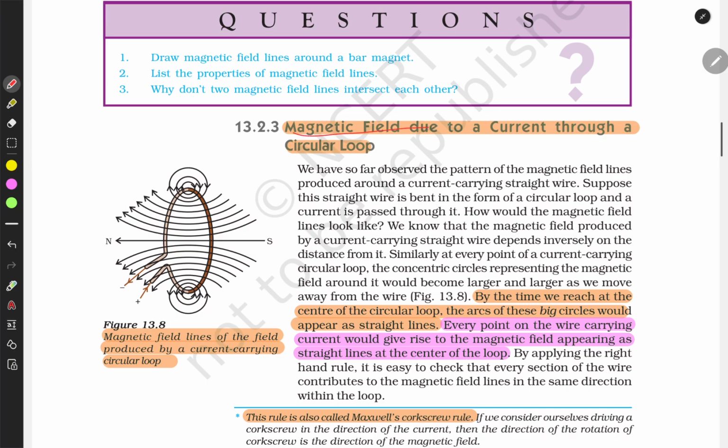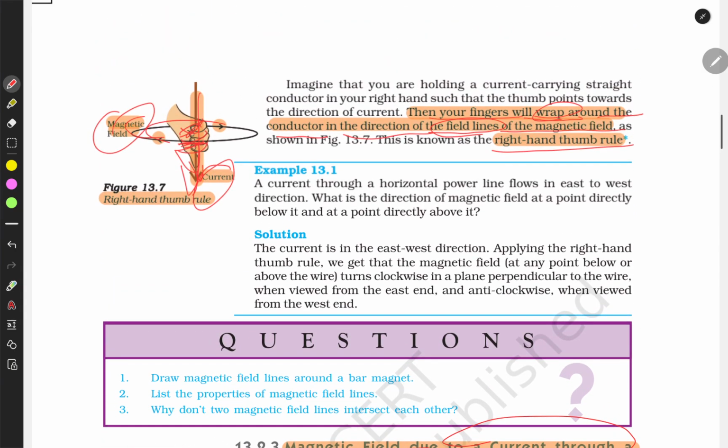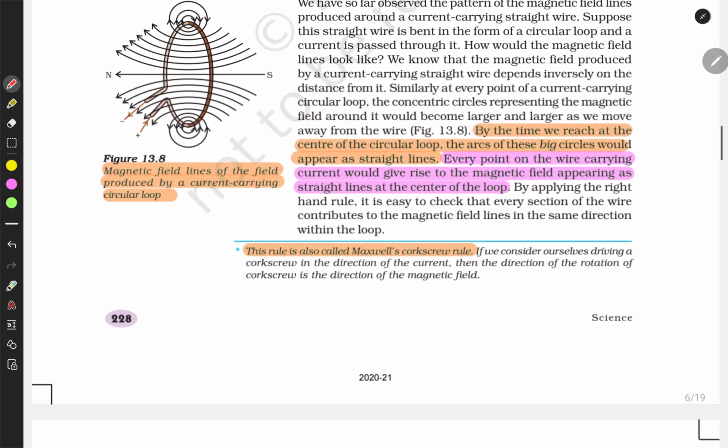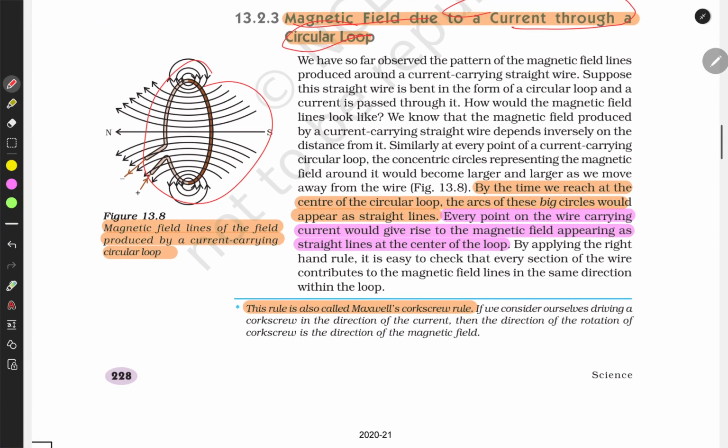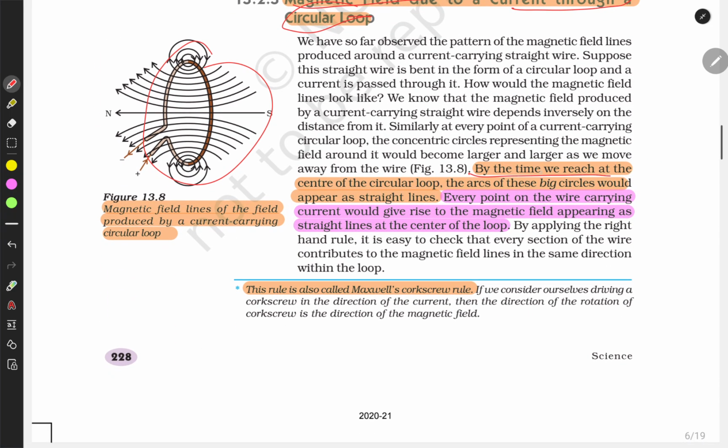Let's talk about the magnetic field due to the current through a circular loop. We studied a straight current; now let's talk about a circular loop. These are the magnetic field lines produced by a current carrying circular loop. It looks like this, and at the center, the field lines which are passing through the center of the circle are straight.